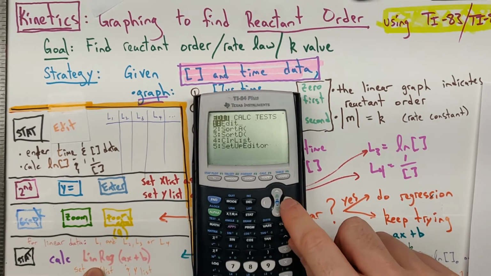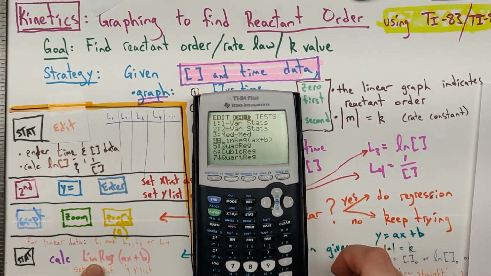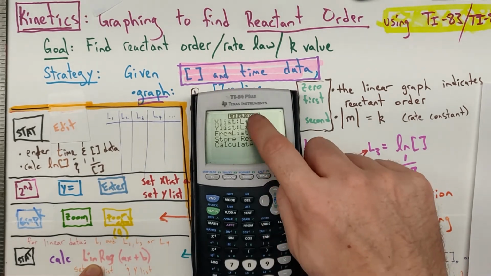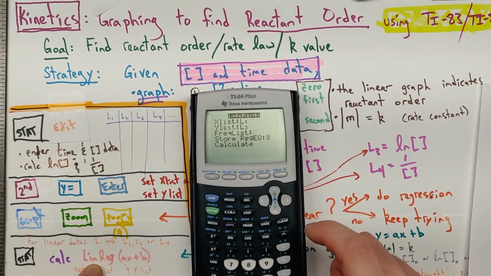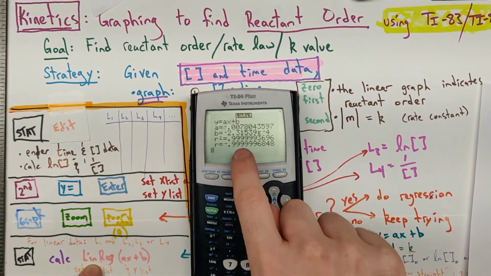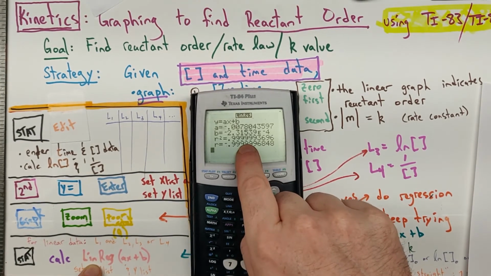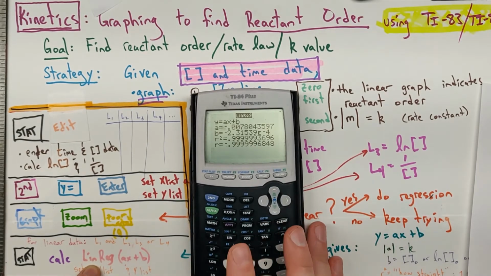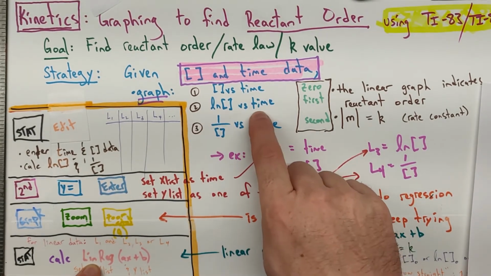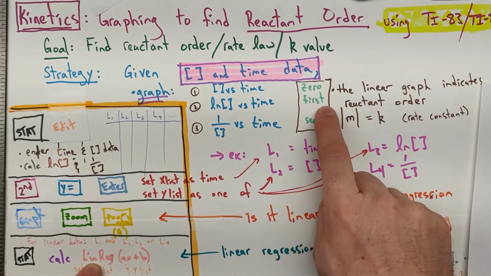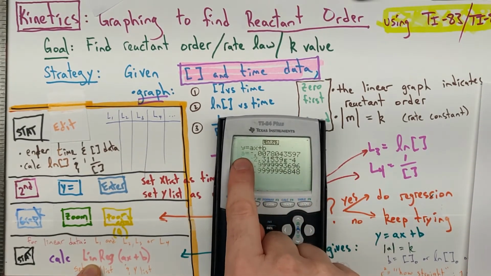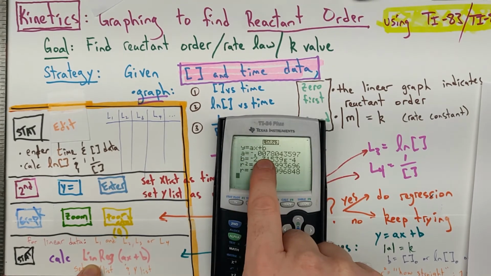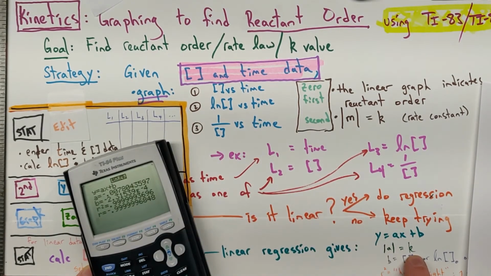So stat, move it over to calculate, drop down to linear regression, and I want to do linear regression on L1 and in this case L3, the one I was just using. And we see R squared value of 0.9999, so very likely that in this particular case we have natural log of concentration versus time linear, which is giving us first order with respect to that reactant. We also here then have our slope, which is negative 0.007, and that's going to be our rate constant. The absolute value of that will be our rate constant.